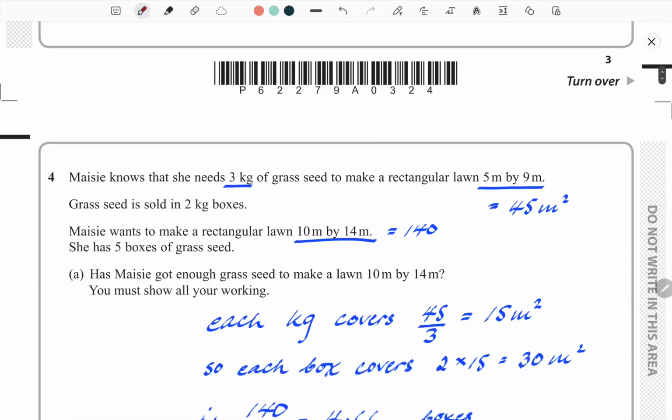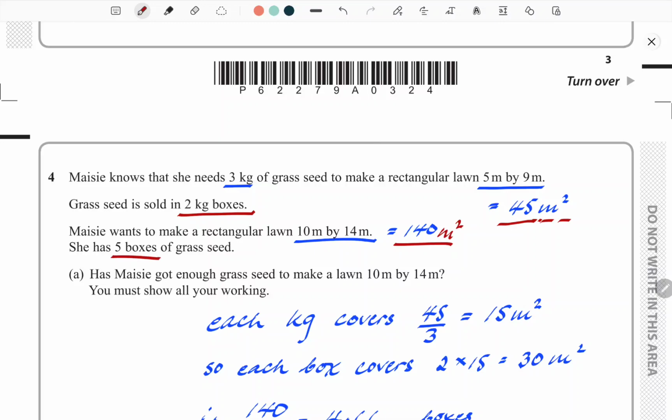Right, number 4. Maisie knows that she needs 3 kilograms of grass seed to make a rectangular lawn, 5 meters by 9 meters. So that effectively is 45 square meters from 3 kilograms. All right. And it tells us that the seed is sold in 2 kilogram boxes. And ultimately, she wants to make a rectangular lawn of 10 meters by 14 meters. So that's 140 square meters. All right. And 5 boxes of seed.